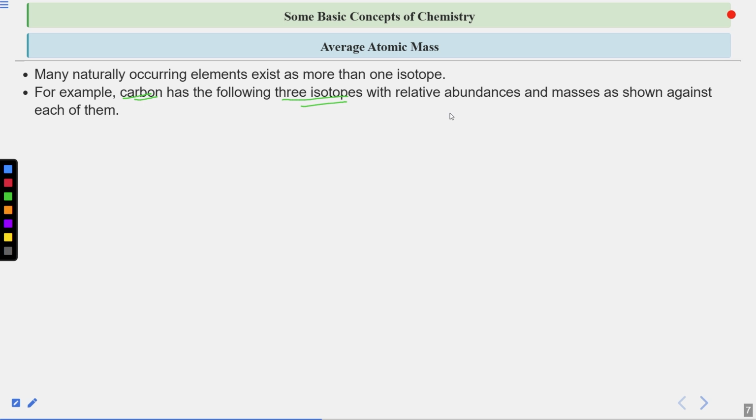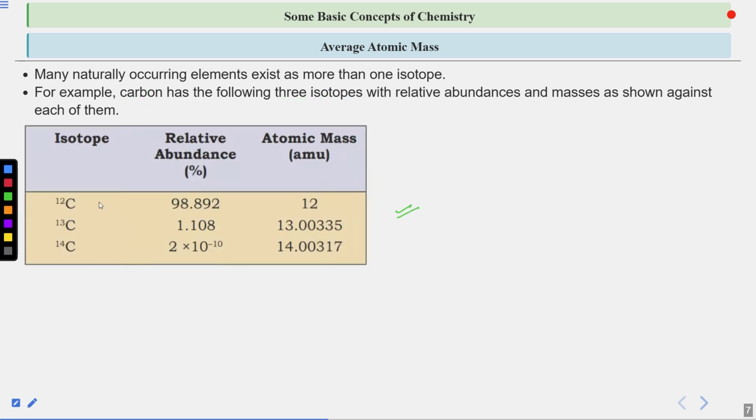Now, if I try to tabulate the relative abundance of the isotopes, we can do it this way. There are three isotopes: carbon 12, carbon 13, and carbon 14. In carbon 12, the relative abundance is 98.892. Relative abundance means that out of the whole percentage, 98.892% is carbon 12 on the earth, 1.108% is carbon 13, and 2 times 10 to the power minus 12 is carbon 14. Now, I have told you that each of these has a different mass, so it is written here.